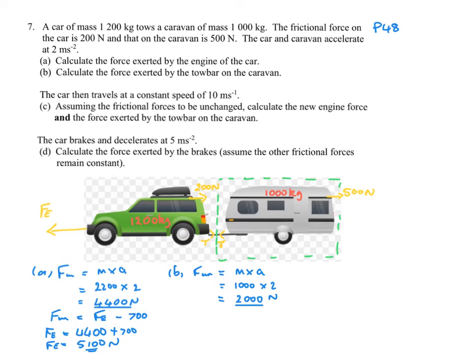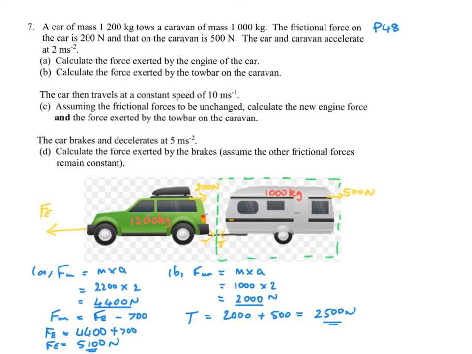But again, what we're trying to calculate here is the tension force which is pulling the caravan along. So this tension force would have to be 500 newtons greater than the unbalanced force to then provide an unbalanced force of 2,000 newtons, if that makes sense. So that means that the tension force is equal to 2,000 newtons plus the frictional force of 500. So it'll be 2,500 newtons.